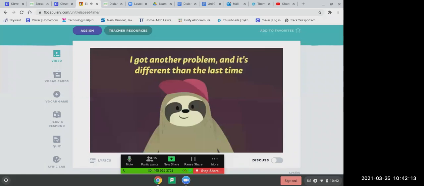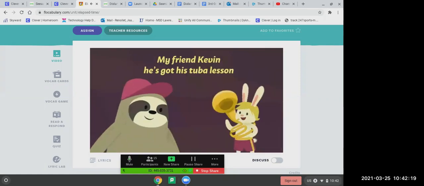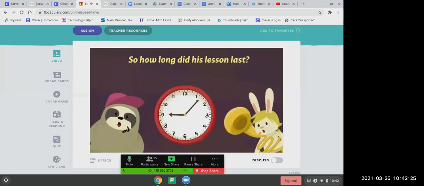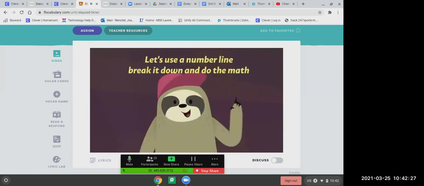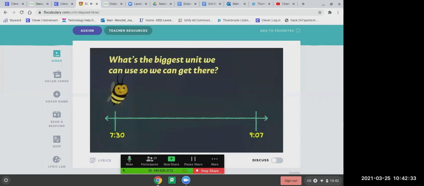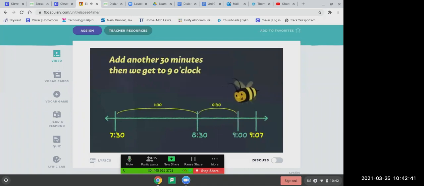I got another problem and it's different than the last time. We gotta solve it by finding out the elapsed time. My friend Kevin, he's got his tuba lesson. It starts at 7:30. He's done by 9:07. So how long did this lesson last? Let's use a number line. Break it down and do the math. Start at 7:30, need to get to 9:07. Okay. What's the biggest unit we can use so we can get there? 1 hour. We add 1 hour, 7:30 turns to 8:30. Now we got a little more time to get to 9:07. Add another 30 minutes, then we get to 9 o'clock.